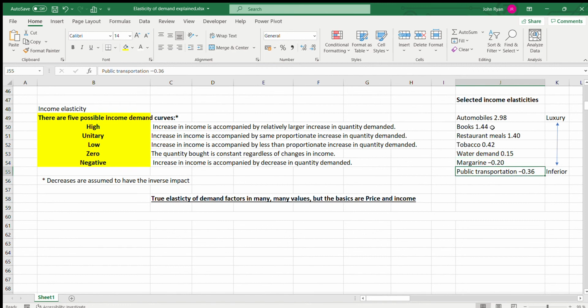And public transport, again, these are seen as, say, inferior products, but nonetheless, they are just seen as the products that would be less impacted. And of course, the demand curves range from high to 0 to negative, based on the importance of the products to the market. So this is what elasticity of demand is truly about.